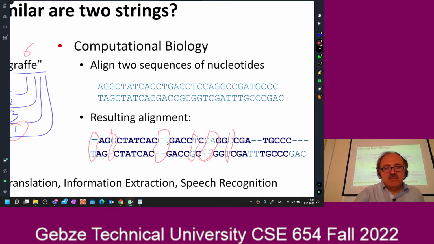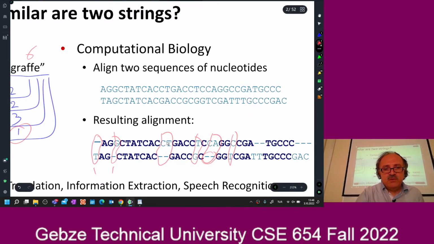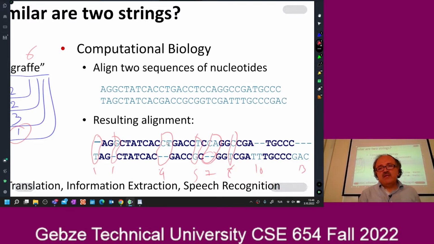So this is 1, 2, 1, 2, 4, 5, 7, 8, 10, and 13. With a cost of 13, you can register these two sequences together, and 13 is going to give you how different these two sequences are. Also, this map will give you how to change from one to the other one, okay? So it looks like there is a very nice overlap around here. This kind of stuff would be very useful.